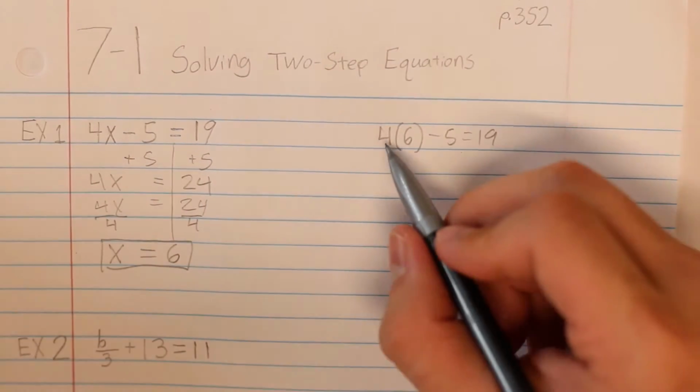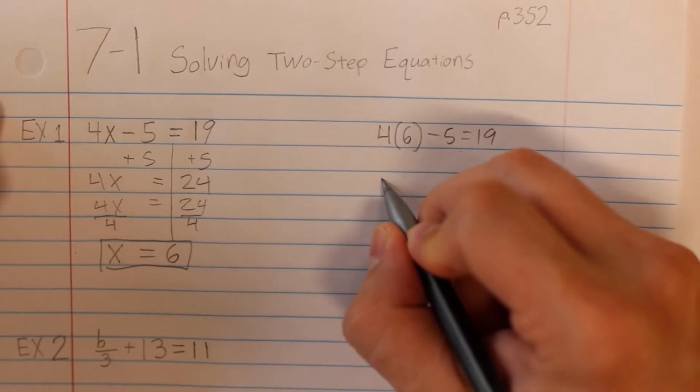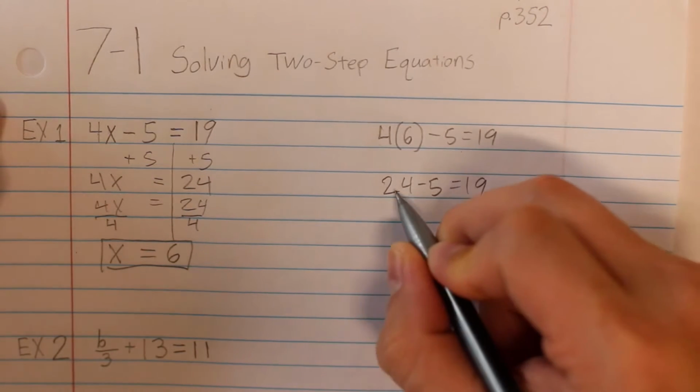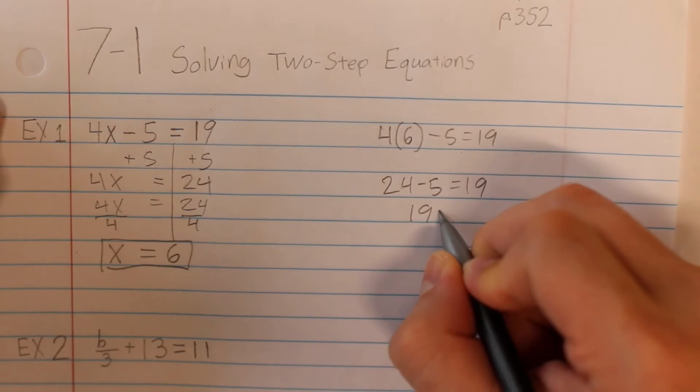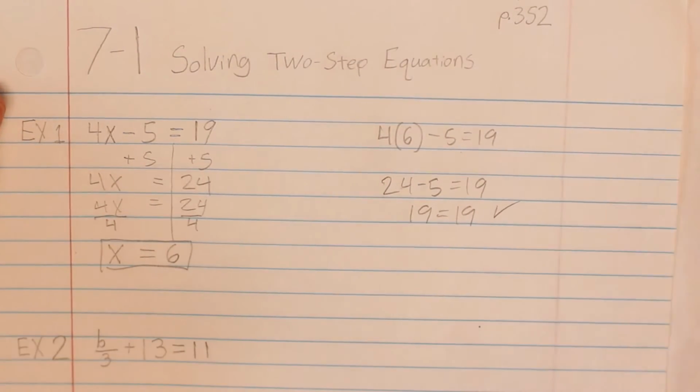So 4 times 6 is what? Well, 4 times 6 would be 24, minus 5 equals 19. 24 minus 5 is 19. 19 equals 19. Yay, you see? We have done it correctly. So that's just a way you can go back and check your work to make sure you've done everything right.